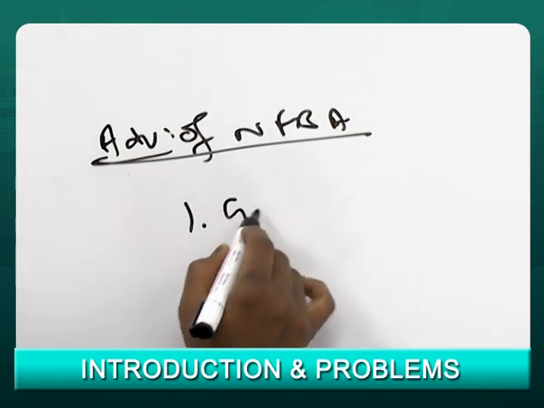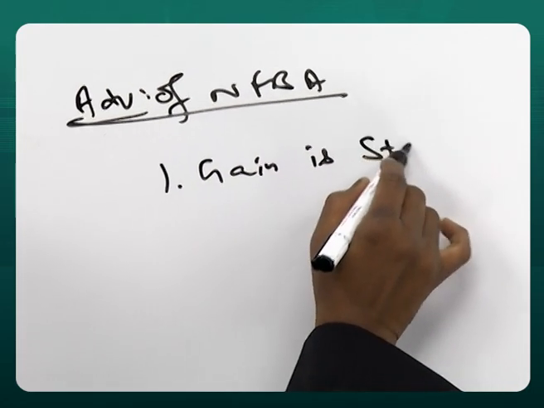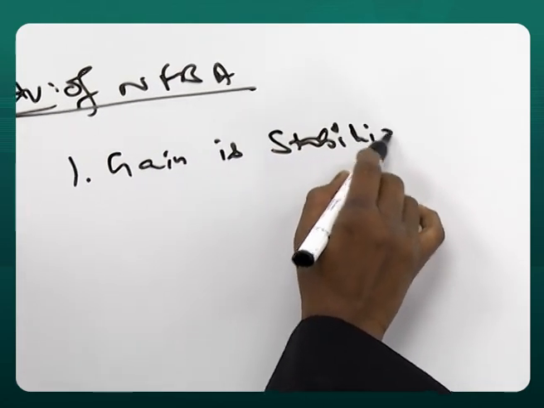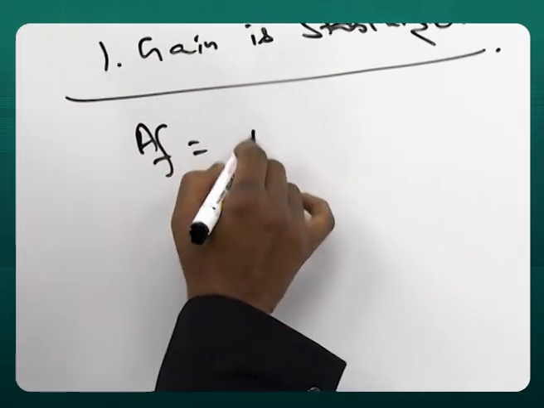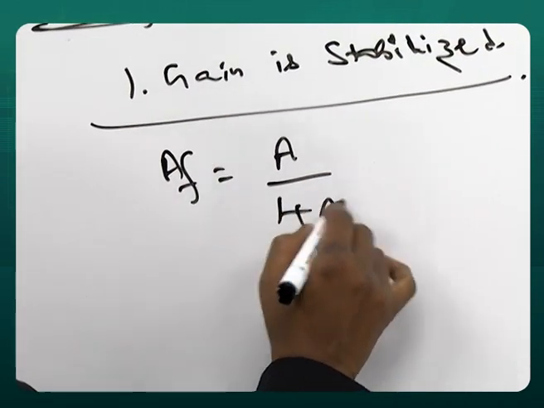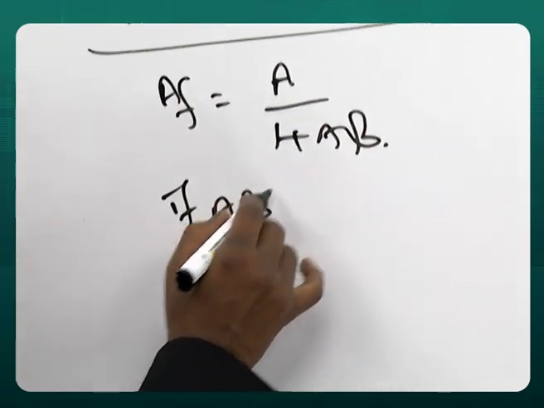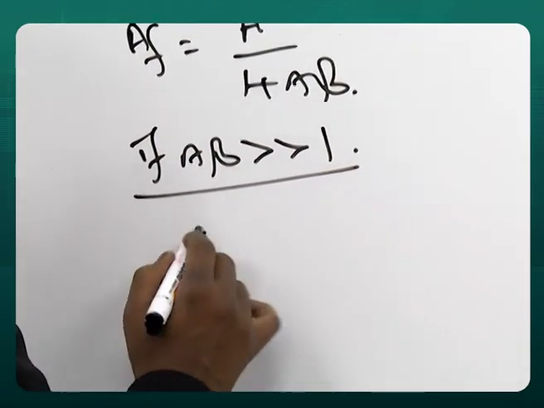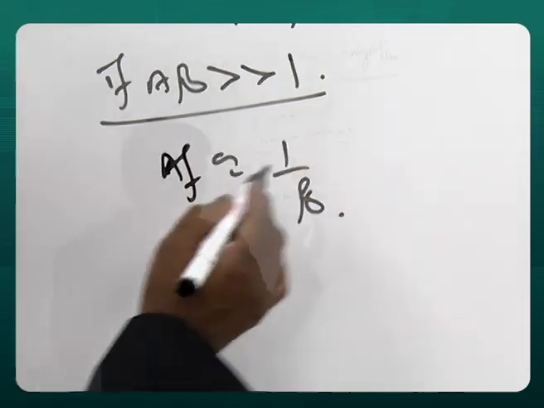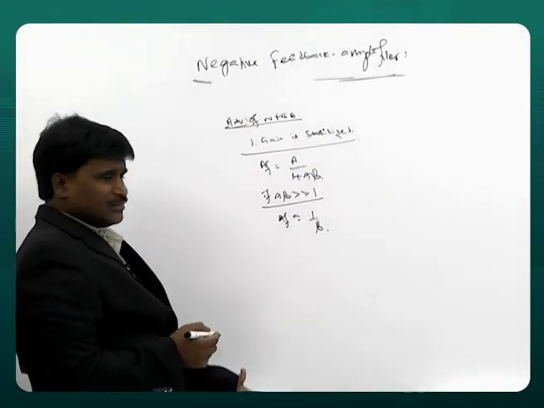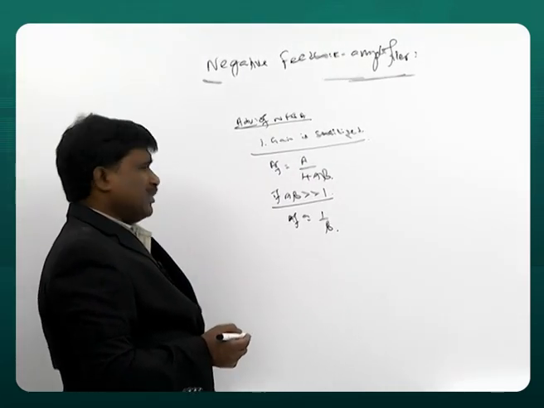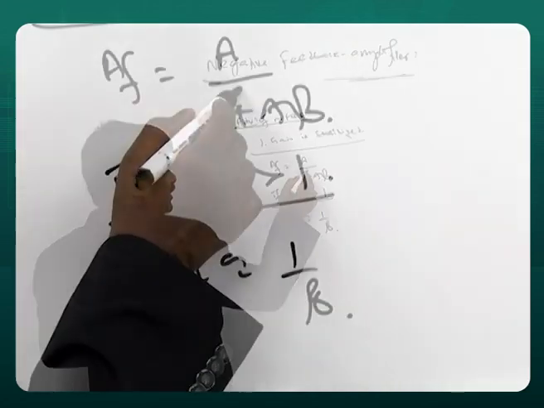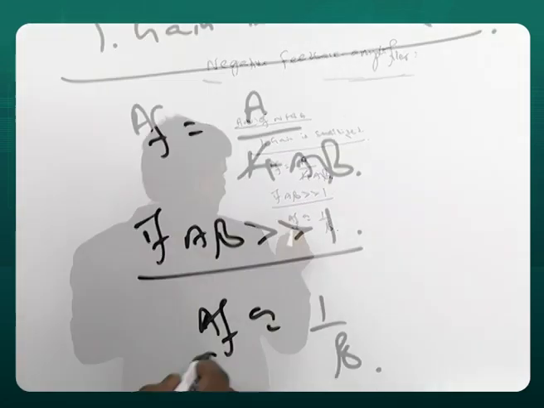Therefore, advantages of negative feedback. First one, gain is stabilized. How is gain stabilized? Suppose AF is A by 1 plus A beta. If A beta is far greater than 1, AF is 1 by beta. A beta far greater than 1, the 1 is neglected. Therefore, stable.